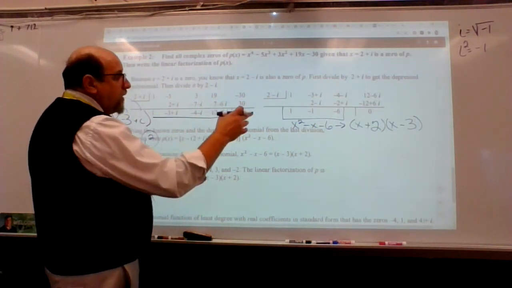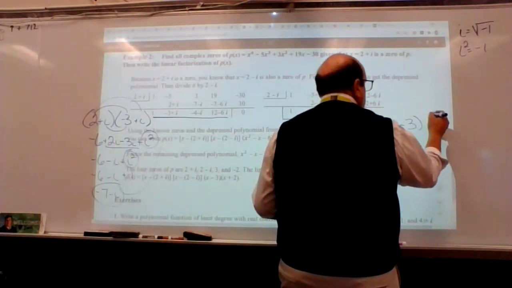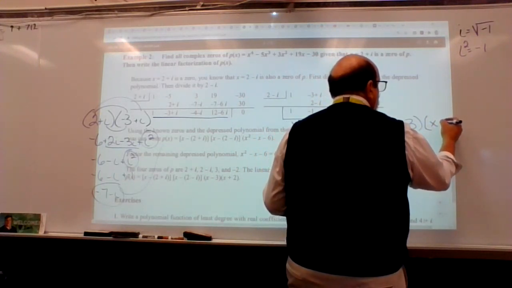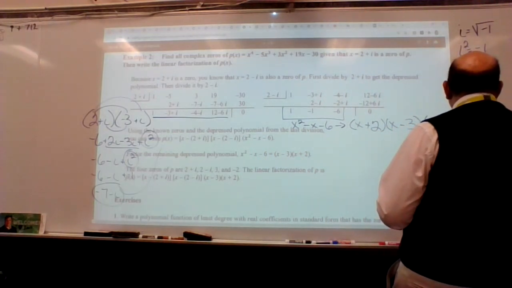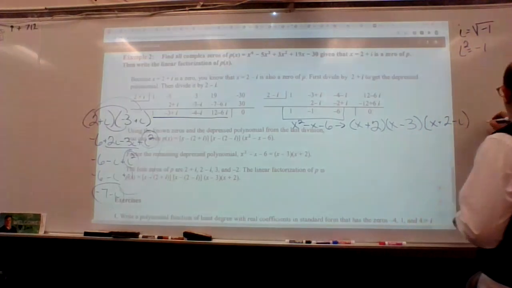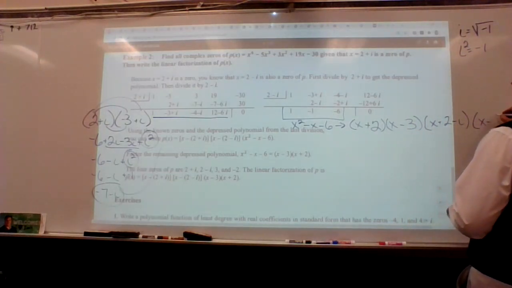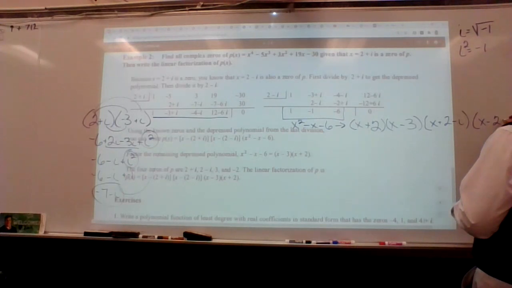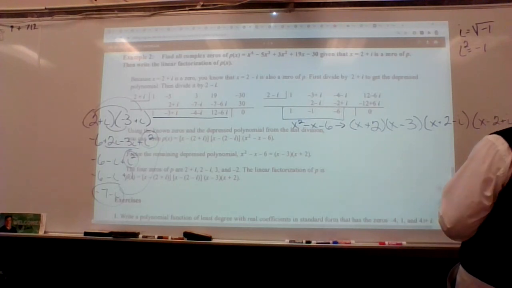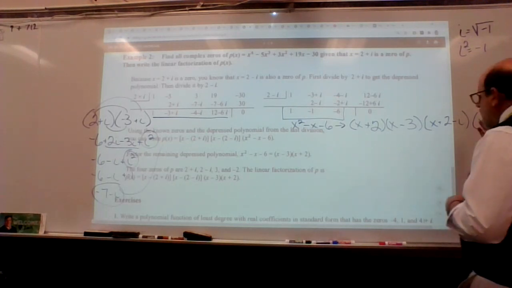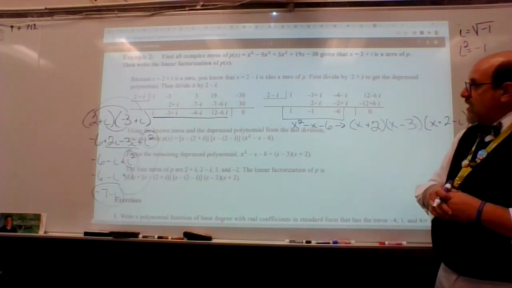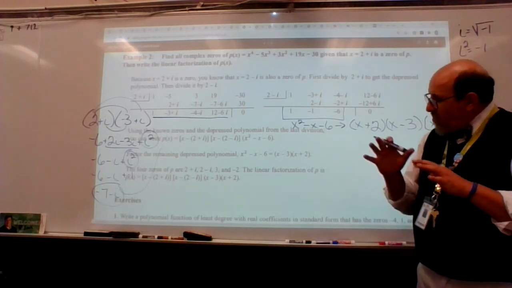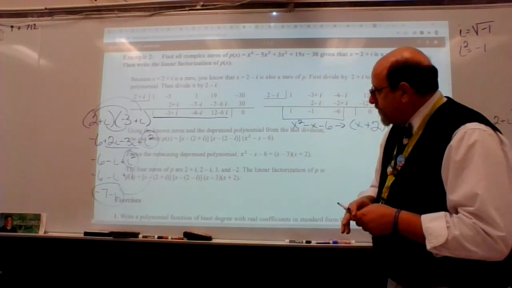So I have these two factors. I'm going to have x plus 2 minus i, and x minus 2 minus 2 plus i. And believe it or not, that works out just right. Other than that, the rest of this should be relatively simple.